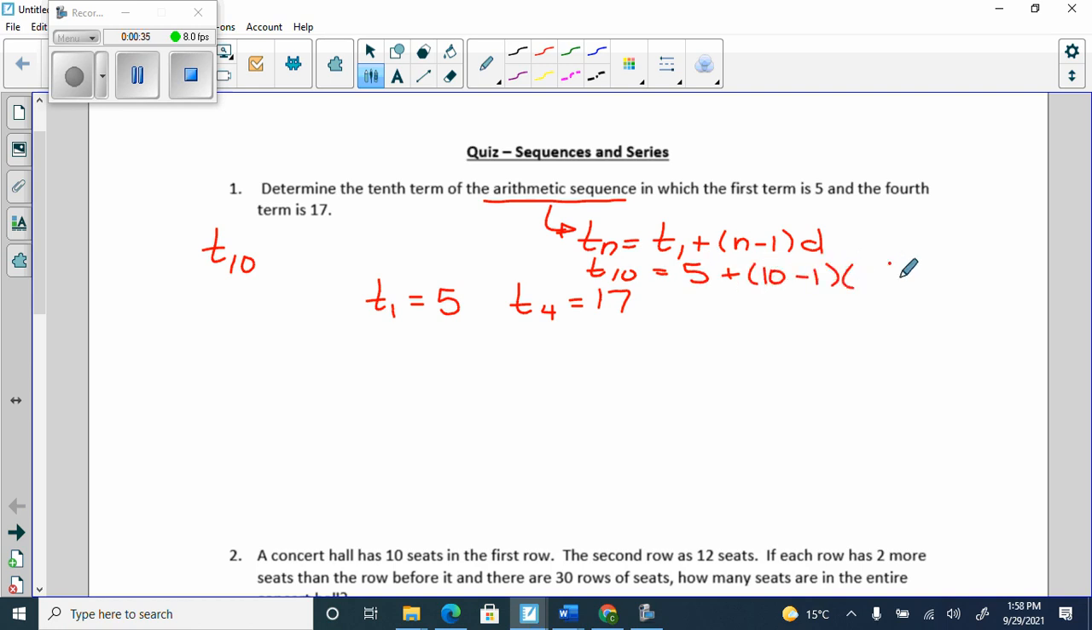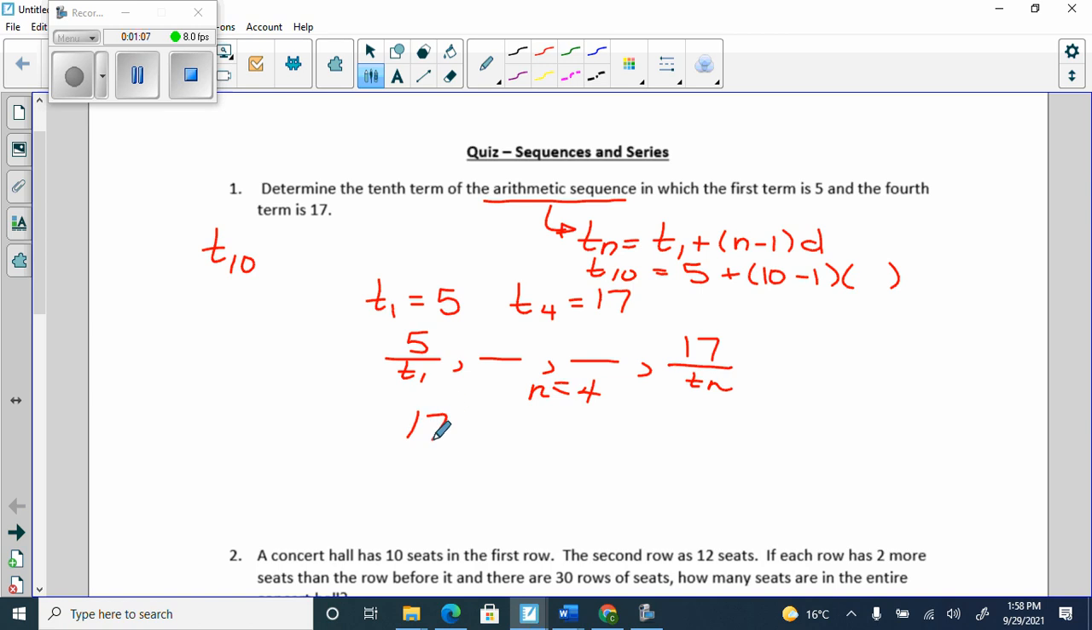Uh-oh. I don't have d. So that's a hint that I need to get d. To get d, I can go: 5 is T1, blank, blank, T4 is 17. So I can use the Tn formula to get d. This would be my Tn for this case. This would be T1. n would be 4, and I could solve for d.